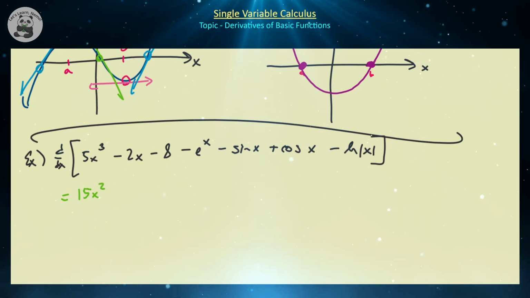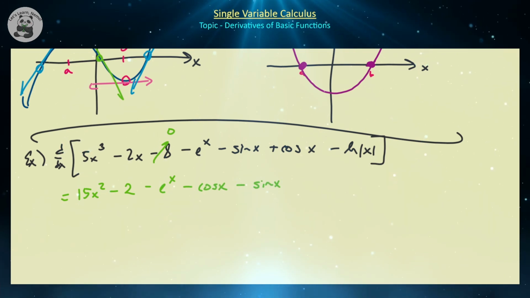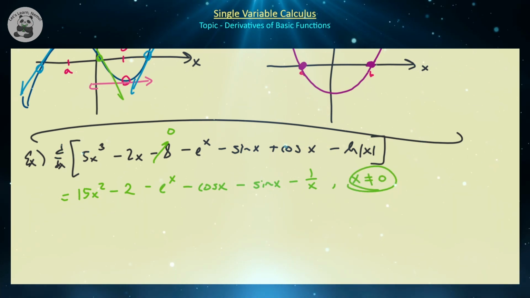The derivative of minus 2x will just be minus 2. And the derivative of minus 8 is just going to go to 0. The derivative of e to the x is going to be itself. The derivative of sine is going to be cosine. The derivative of cosine is going to be minus sine, and the derivative of minus natural log of x is going to be minus 1 over x. And obviously the domain of this function is that x cannot be equal to 0, which is mandated by that natural log function. And if that natural log function did not have that absolute value there, then the domain would be x is greater than 0.